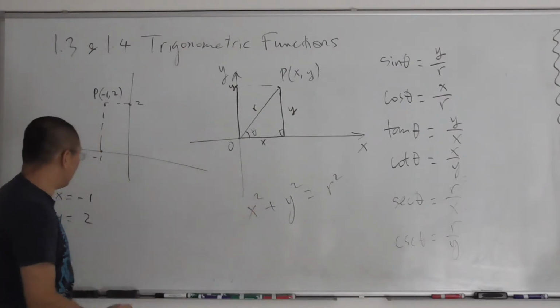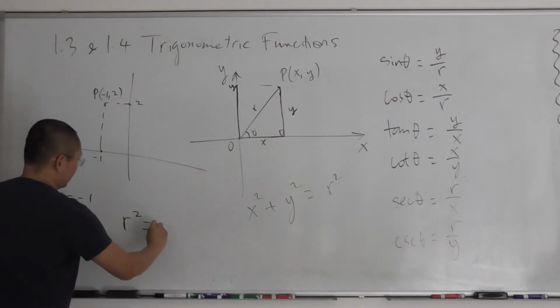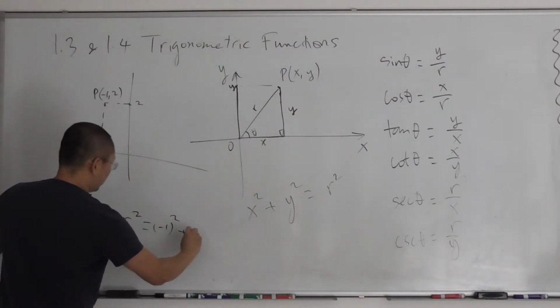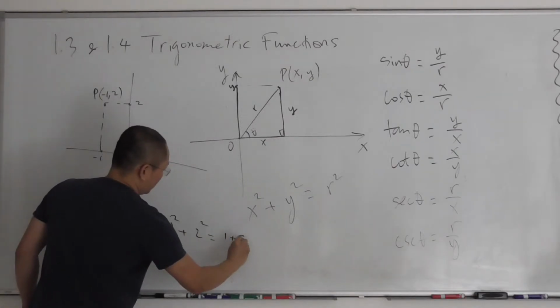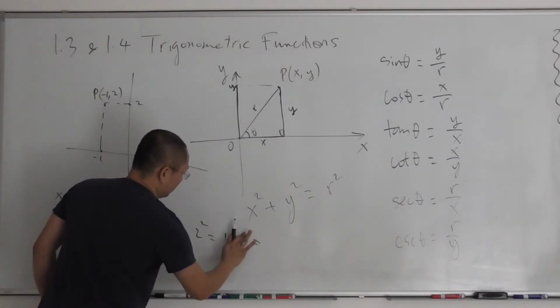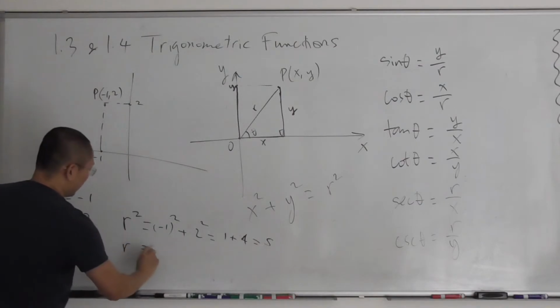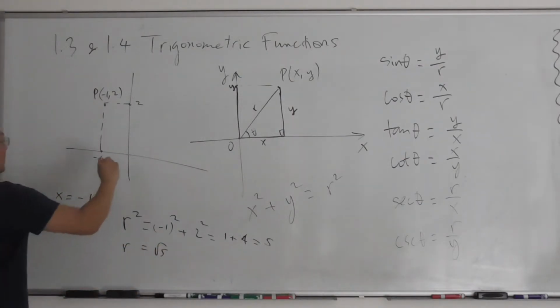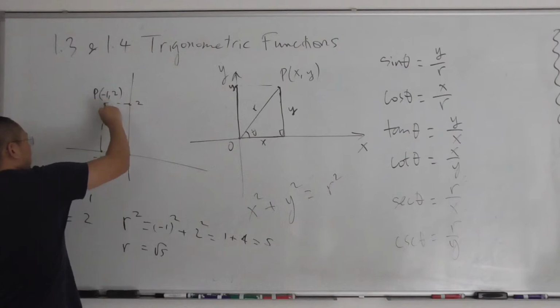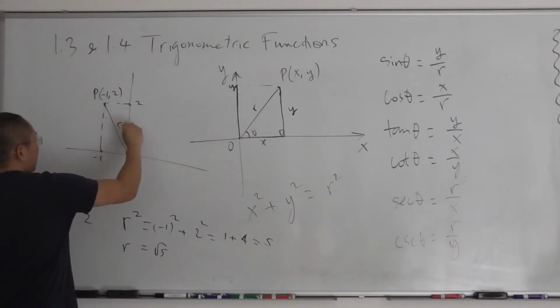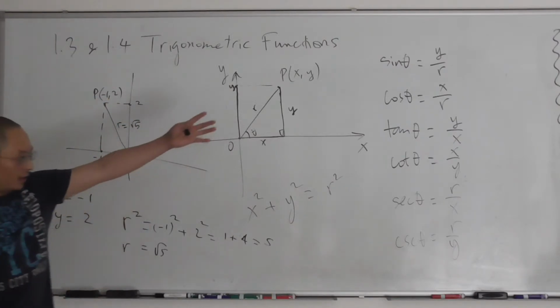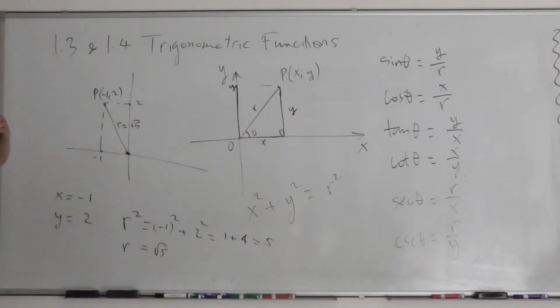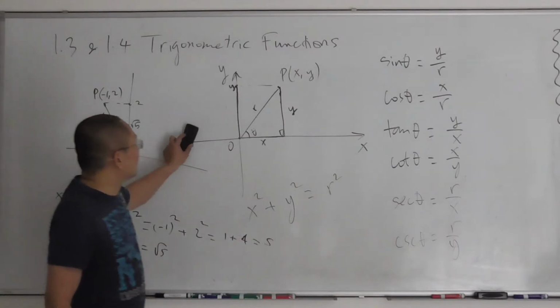And you know what r is? Square first. It's -1 squared plus 2 squared, which is 1 plus 2 squared is 4, equal to 5. So r is √5, okay? This is r. R equal to square root of 5. We can apply the same exact six formulas to calculate sine, cosine, tangent, cotangent, secant, and cosecant. All right, let's see what you got.